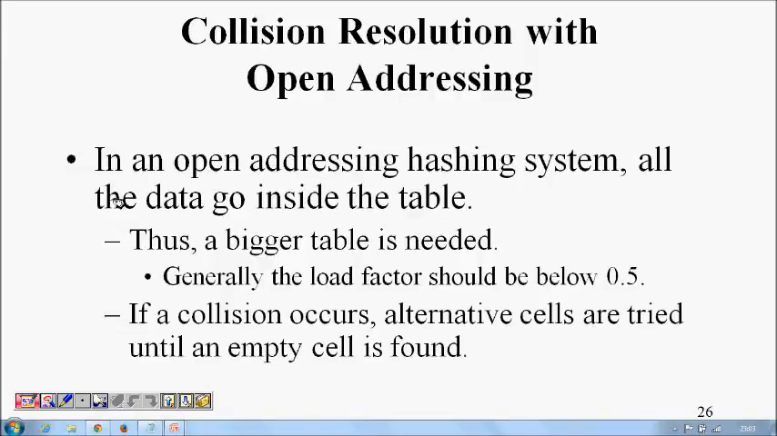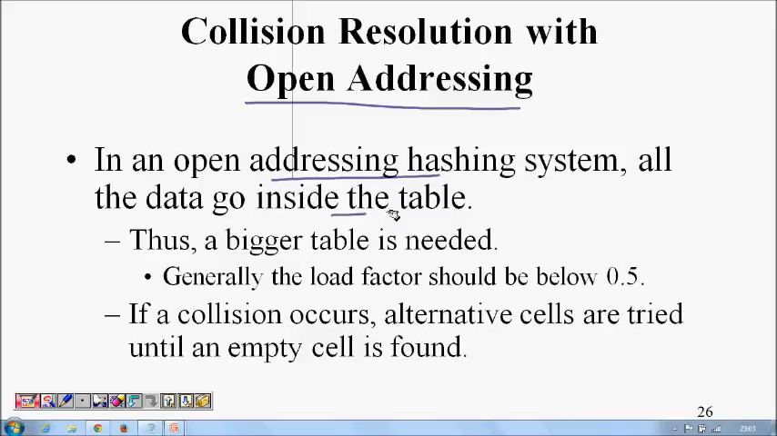In this lecture, we will learn about some collision resolution strategies in hash tables. In particular, we will look at the open addressing scheme. So what is this open addressing scheme? In an open addressing hashing system, all the data go inside the table itself.